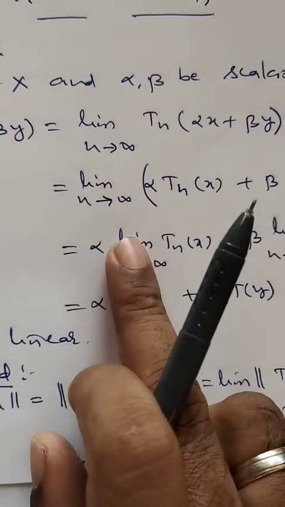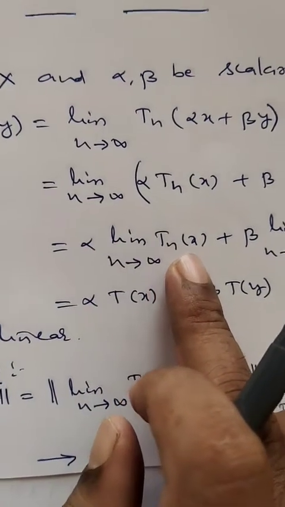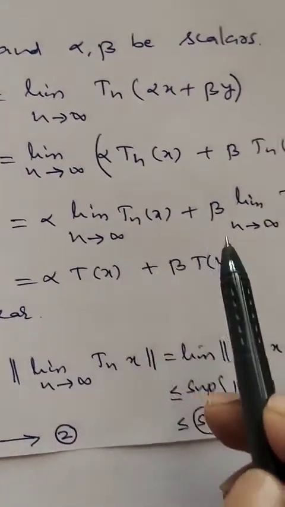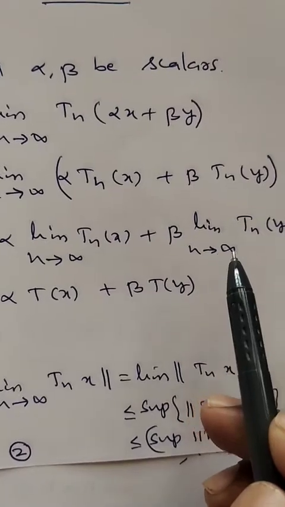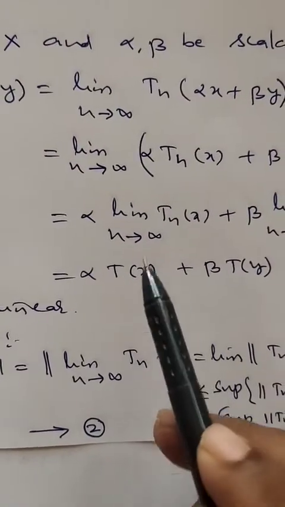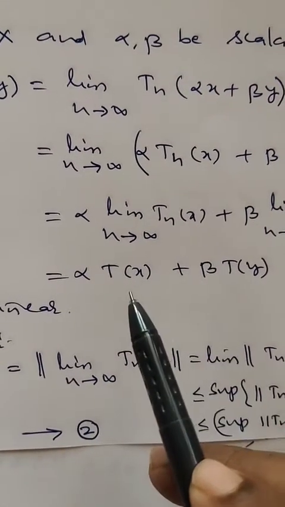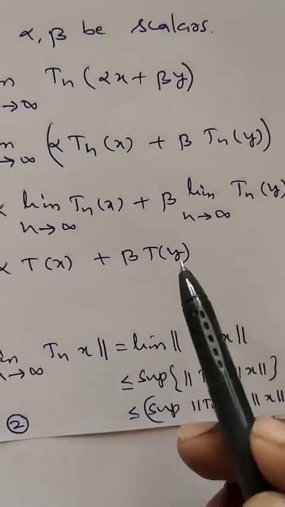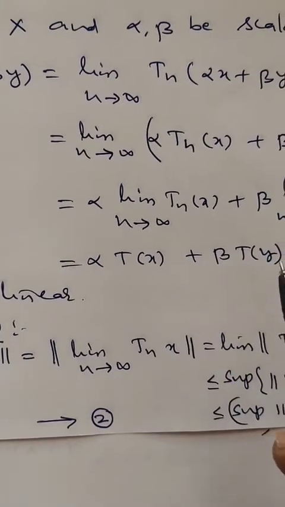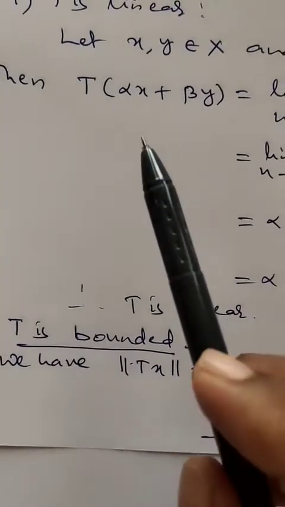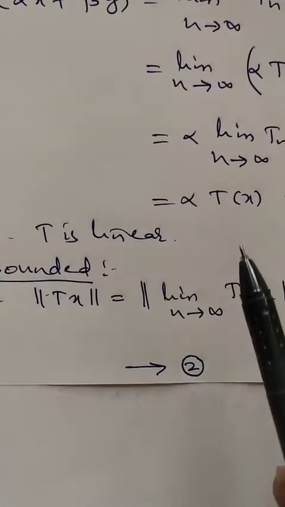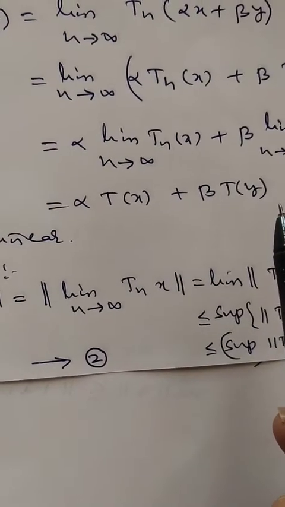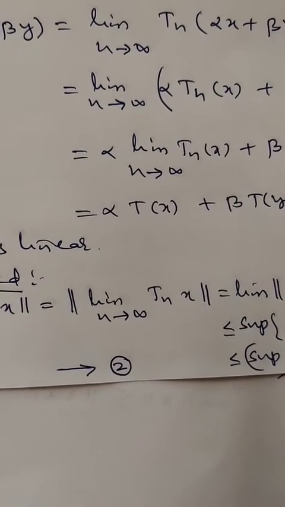So this is equal to alpha times limit n tends to infinity Tn of x plus beta into limit n tends to infinity Tn of y. Alpha into limit n tends to infinity Tn of x is T of x, and limit n tends to infinity Tn of y is T of y. Therefore alpha into T of x plus beta into T of y. Thus T of alpha x plus beta y is alpha times T of x plus beta times T of y. Therefore we can say T is linear.